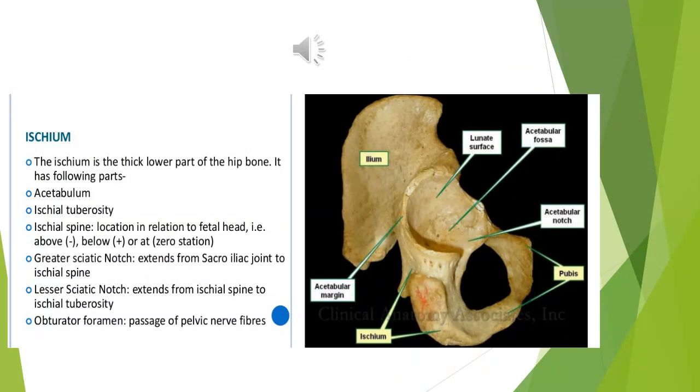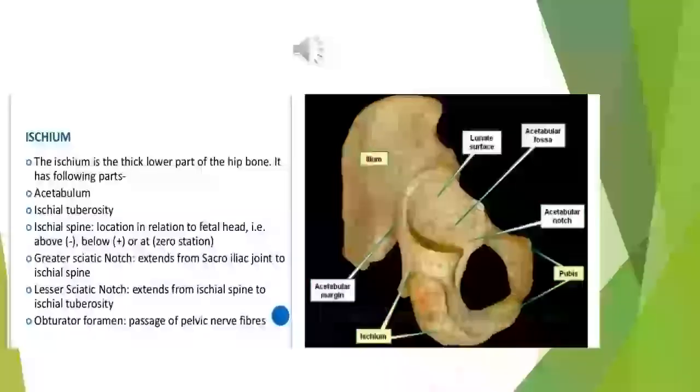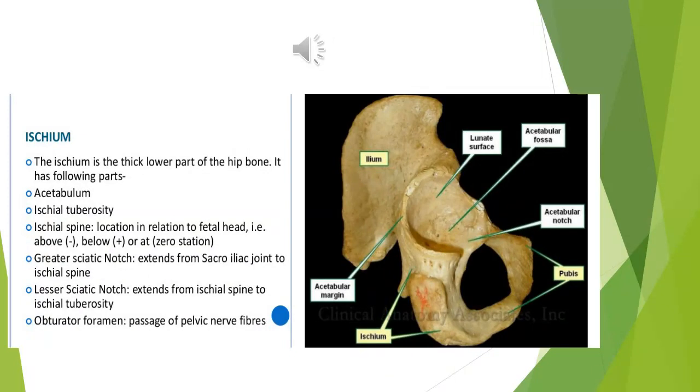The ischium is the thicker lower part of the hip bone and it has the following parts. The acetabulum, which you can see is formed by the union of the three components of the hip bone, followed by the lower aspect, the thickened area, the ischial tuberosity, and the ischial spine, which is also an important part while you study the difference between the male and female pelvis. There is an ischial spine.